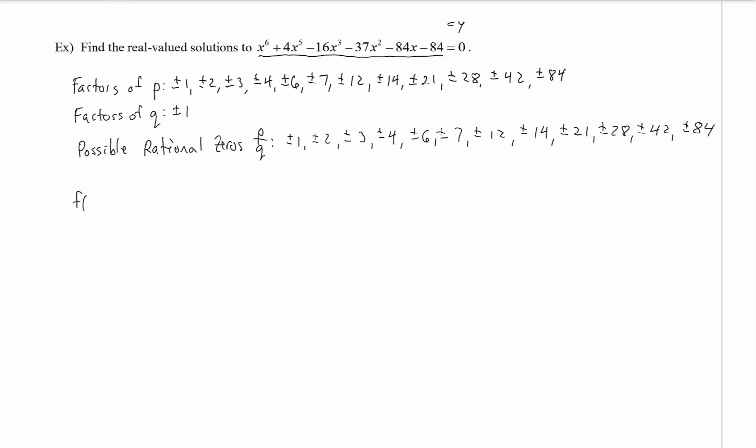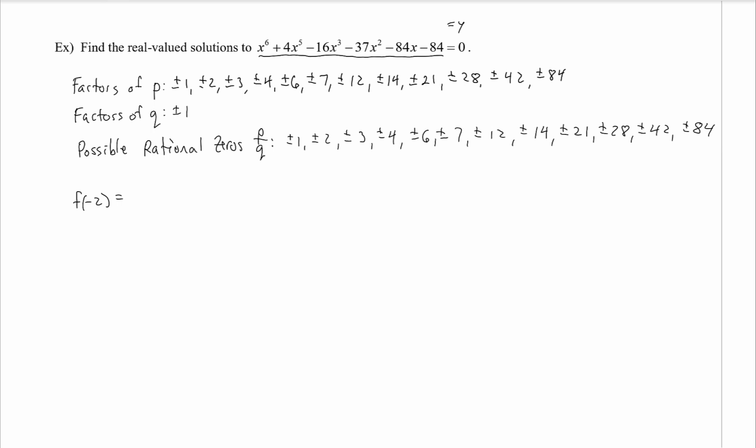Like if you plug a positive 1 in there, these numbers are so big at the end that plugging a 1 in is not going to get you there. Because your last two are going to give you a negative 168. So these first 4 terms aren't going to be positive 168. So some of them you can kind of ignore. Let's start with the 2's.